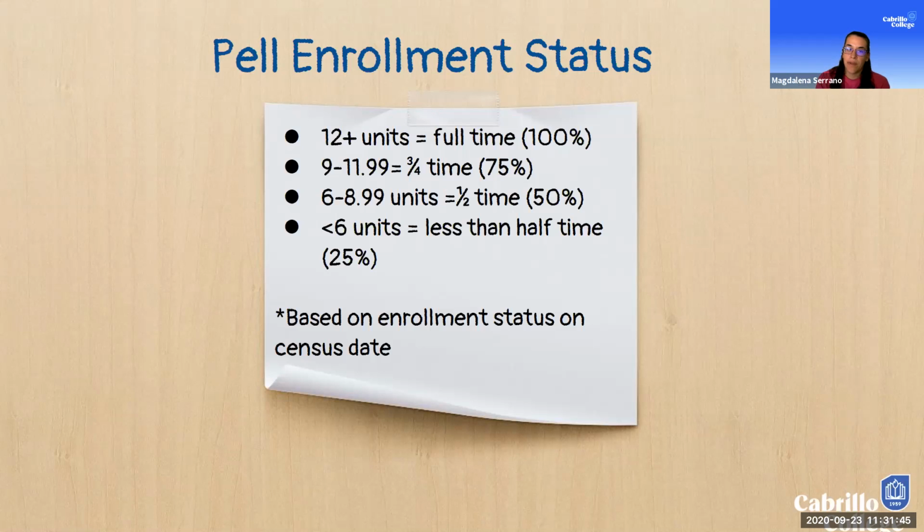And then if you are enrolled in 9 units up to 11.99 units, you're considered three-quarter time, so you get 75% of that award, and so forth. So this is very important. This is based on your enrollment status as of the census date. So that's why it's very, very important that you are enrolled and finalize your enrollments by that census date. That census date is usually two weeks into the semester. If you make any changes to your schedule after that, your aid won't get adjusted based on that. We need to have a freeze date, and that's the census date.